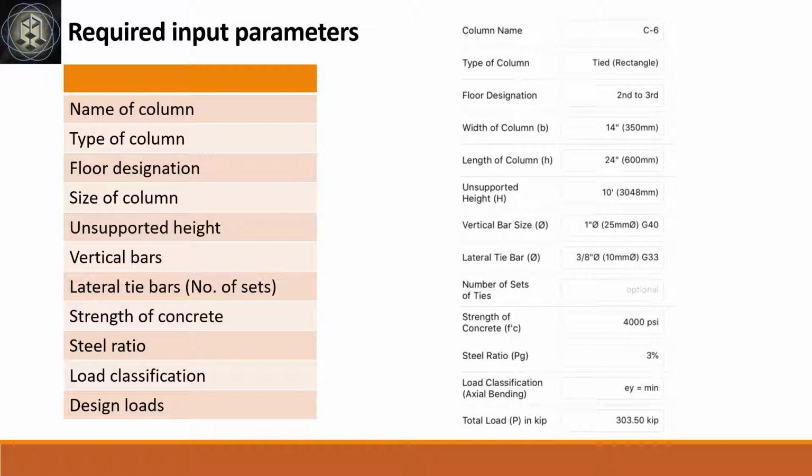Enumerate input parameters required. C6 for column name, rectangular shaped tied column, second to third for column segment, width of column 14 inches, length of column 24 inches, 10 feet unsupported height, vertical bars 1 inch diameter at grade 40, lateral bars 3/8-inch diameter at grade 33, strength of concrete 4000 psi, 3% steel ratio, axial bending of minimum eccentricity at weak or y-axis, and total load of 303.5 kips.